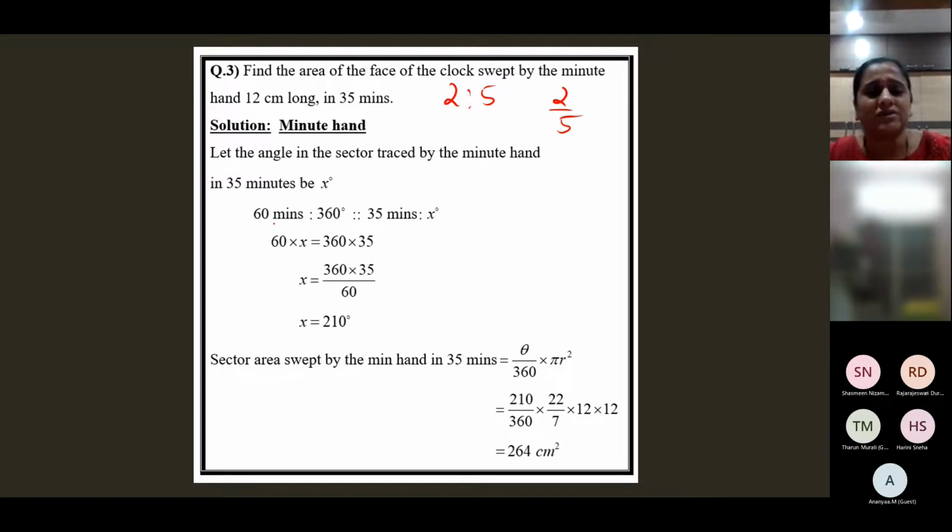Yeah, so 60 minutes is to 360 degrees as 35 minutes is to x degrees. I've just written it as a proportion. 60 minutes is to 360 degrees. If you write minutes, then degrees; if you write degrees and minutes, it should be degrees and minutes. That order is very important.